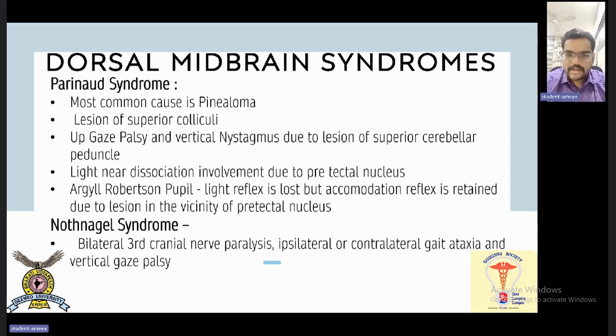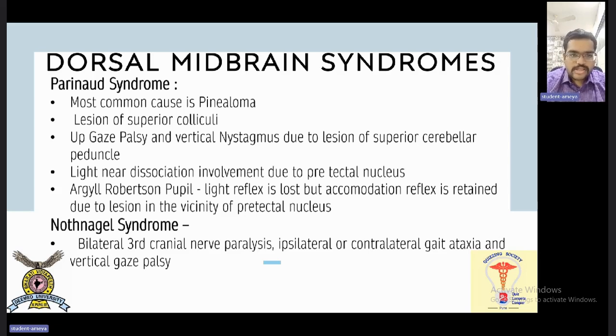In ophthalmology, we learn about various types of pupils: the Marcus Gunn pupil, the Argyll Robertson pupil, the festoon pupil, and many other pupils that we learn. One of them is the Argyll Robertson pupil, where you should remember that the accommodation reflex is retained, but the light reflex is lost.